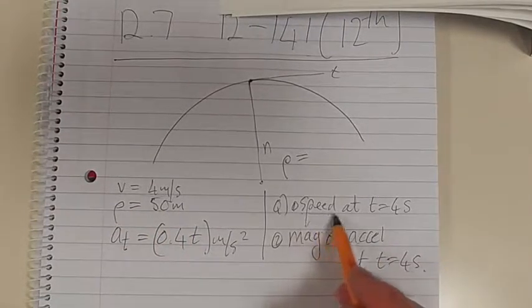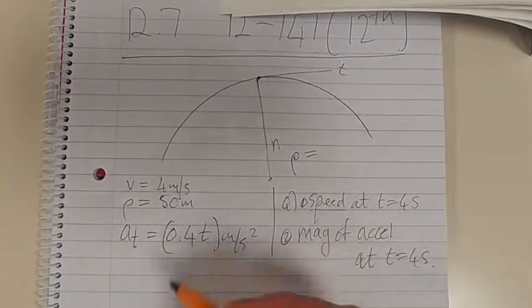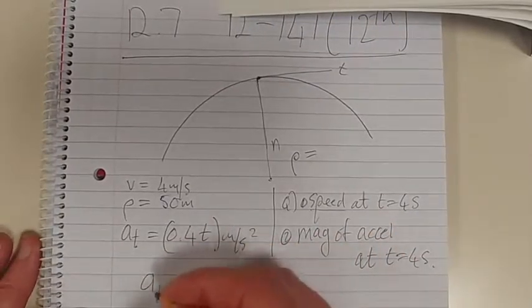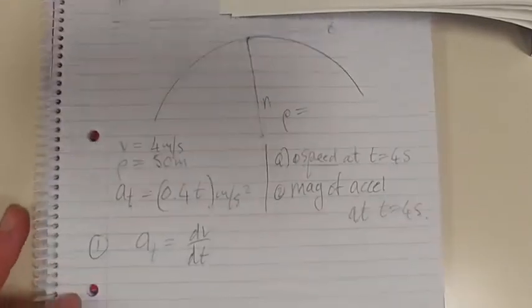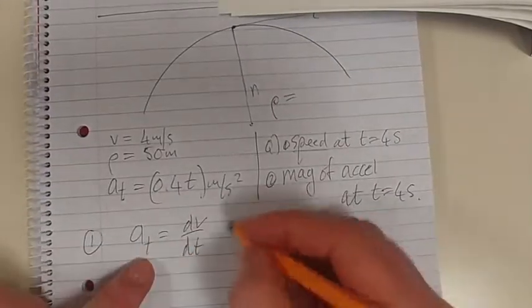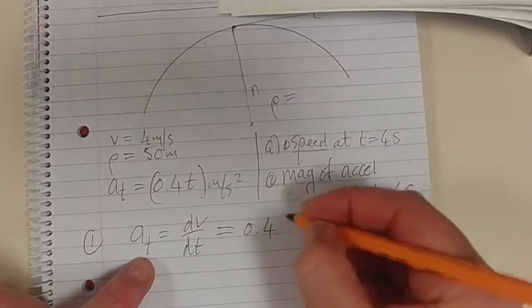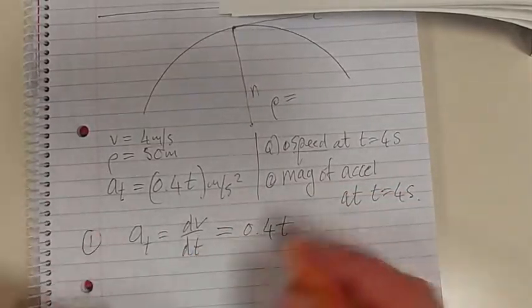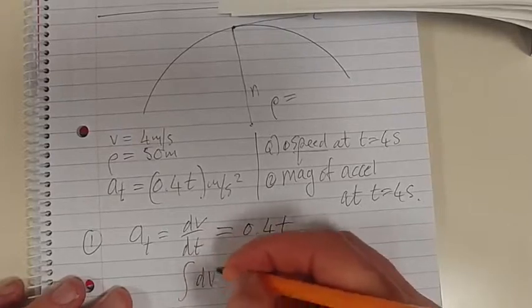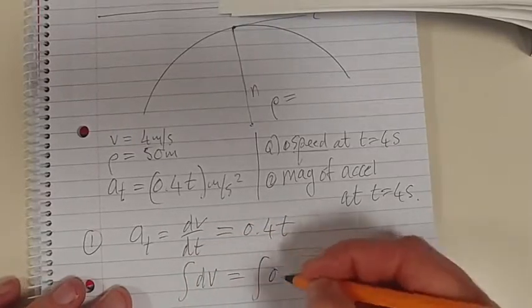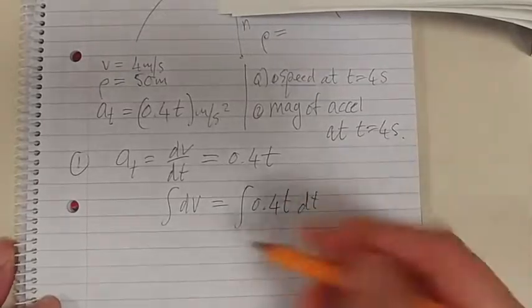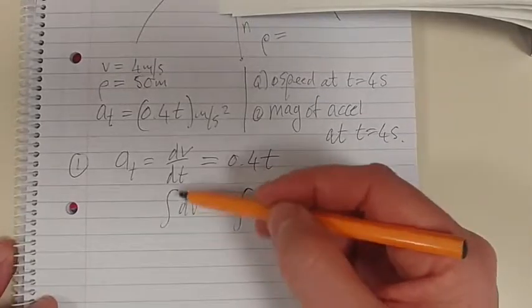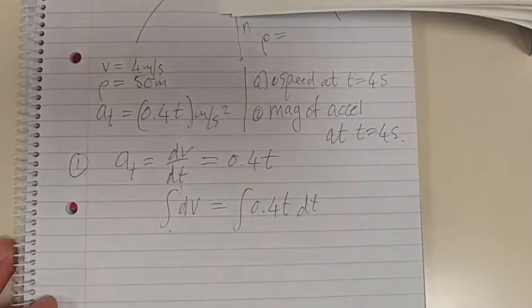The first question is, what is our speed at t equals 4 seconds? So we know that our at is dv dt. We're answering question 1 now. And our at is 0.4 t. We separate variables and we integrate. We're going to have the integral of dv equals the integral of 0.4 t dt.